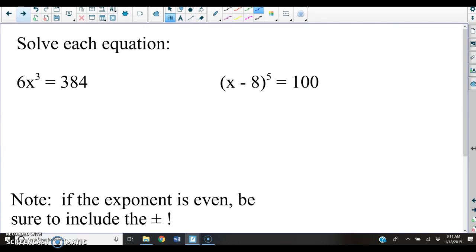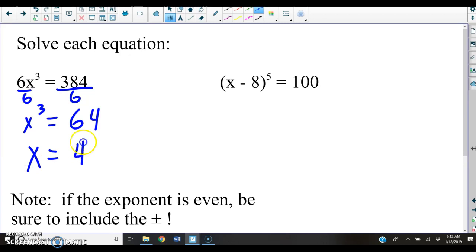Okay. When you solve these equations, you have to undo in the correct order of operations. So in this case, we have to undo the multiplication because multiplication is done after the power. So x cubed will equal, what is that, 64? And we just did the cube root of 64 a little bit ago. That turned out to be 4.